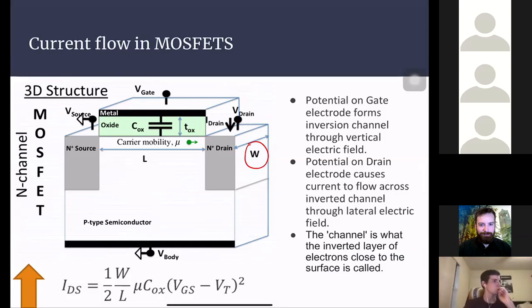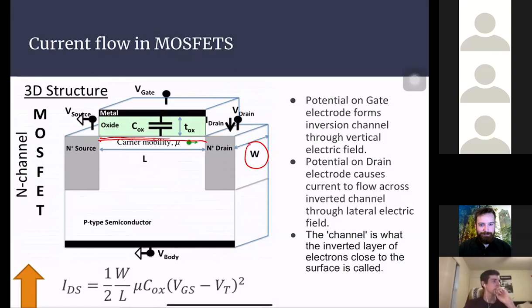Now, the inverted layer of electrons close to the surface is called the channel. This is the region called the channel. That's where the electron flow occurs, and I told you it occurs due to a phenomenon called carrier inversion. Now, the potential on the gate electrode forms the inversion channel through the vertical electric field. We'll explain the concept as we progress further.